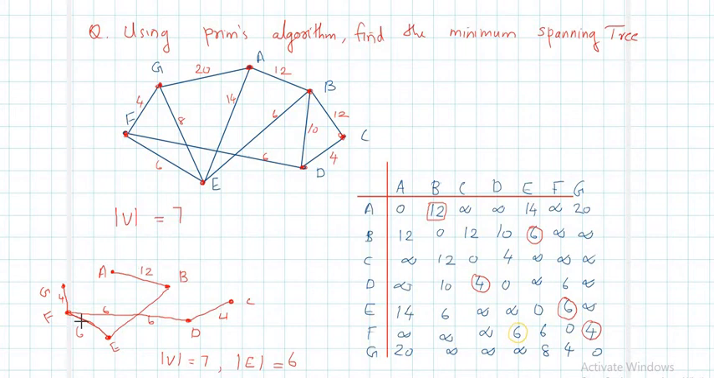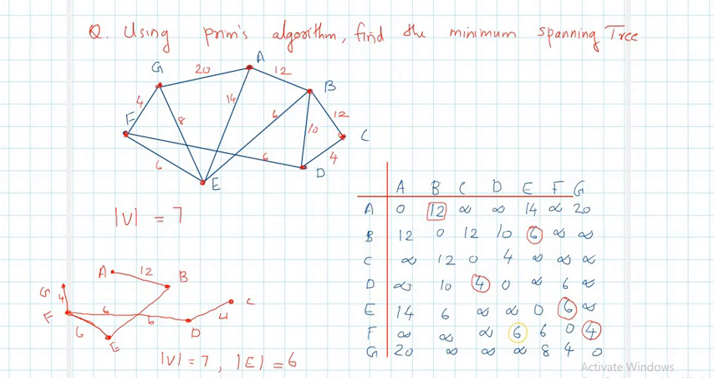Then see the row corresponding to F. This is the row. Here the minimum except 0 is 4. So we can write the connection from F to G. Okay, F to G. Then we move on to G, the row corresponding to G. Here the minimum value except 0 is 4. Then that is from G to F. G to F is already there.